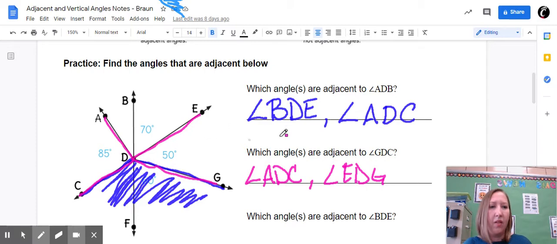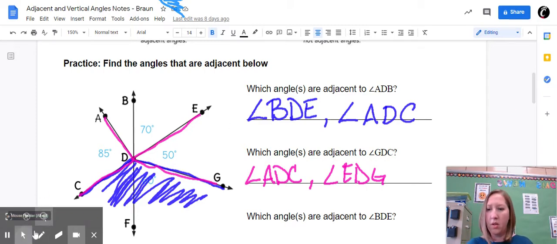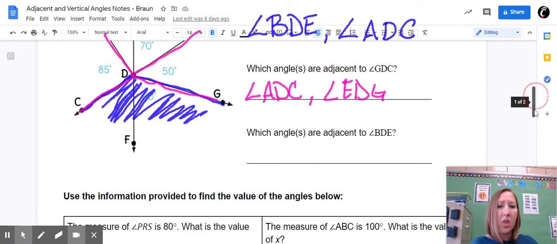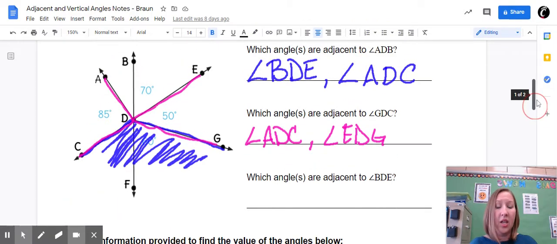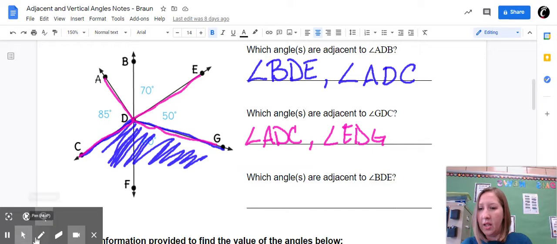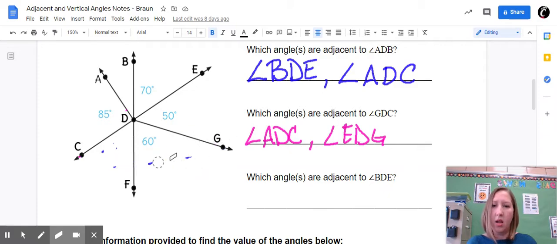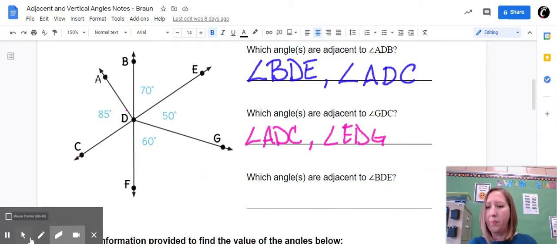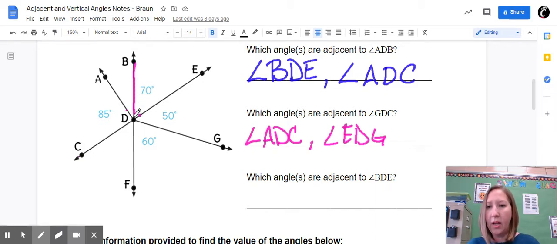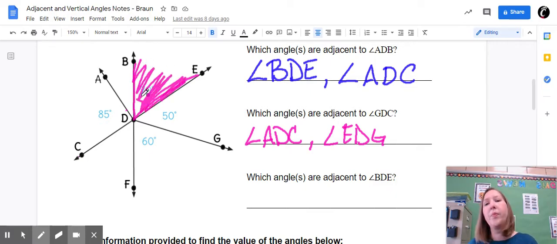Okay, and then we have another one that we're going to look for. Which angles are adjacent to angle BDE? So we'll erase what we have here and check out this one. All right, so angle BDE. Now we're looking right here. And again, we're really looking at everything inside of here makes up that angle.